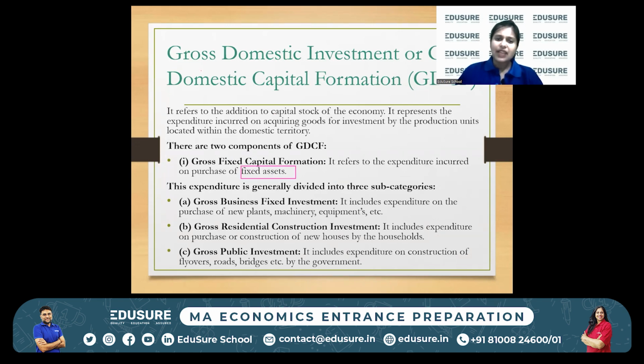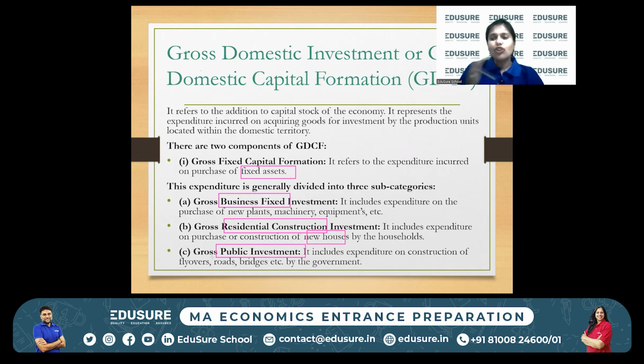Fixed assets can be any plant, machinery, equipment, which is called business investment. Houses, which is basically called residential construction, which is purchase of new houses or construction of new houses. And made by the government, which is construction of roads, bridges, flyovers. I think I mistakenly mentioned roads in the previous case in government expenditure, but since it's an investment, it should come in the investment component. It should not come in the consumption expenditure part.